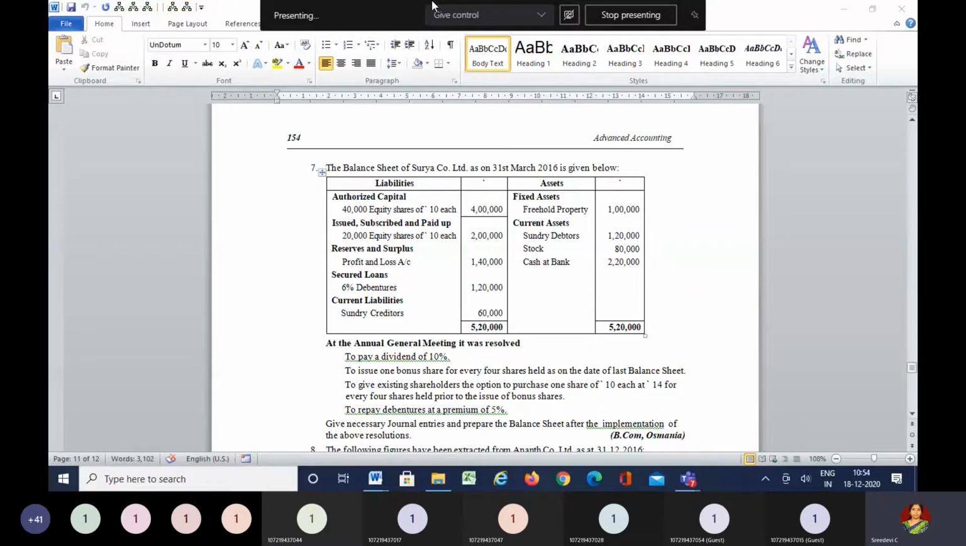There are four adjustments, or I can say four different resolutions, which the company has declared. These resolutions need to be adopted, and accordingly we are going to make the journal entries, based upon the following resolutions which have been passed in the annual general meeting. Let us see what accounting procedure needs to be followed. The question asks: give journal entries and prepare the balance sheet after the implementation of the above resolutions. Let us take the resolutions one after the other.